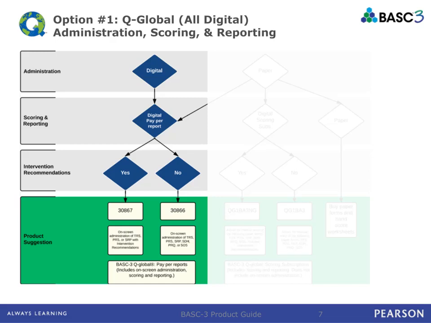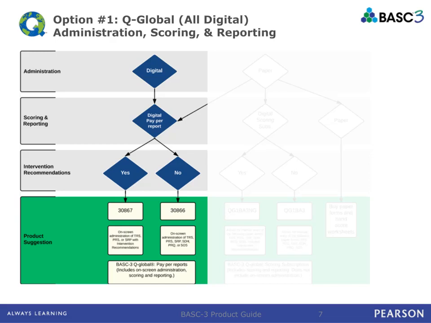Product number 30867, which provides on-screen administration of the TRS, PRS, or SRP with intervention recommendations. This is $3.25 per use. The second is product 30866, which is the same but without the intervention recommendations and costs $2.99 per use. You may note that the second option, 30866, includes mention of on-screen administration of the SDH, PRQ, and SOS in addition to the rating scales, and the 30867 does not. This is because the intervention recommendations are only available for the TRS, PRS, and SRP rating scales.